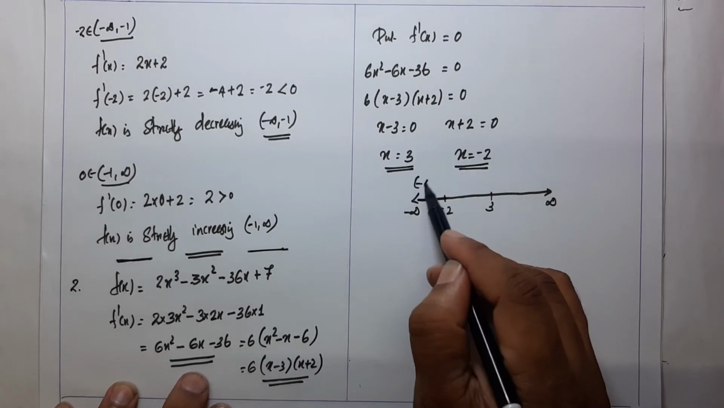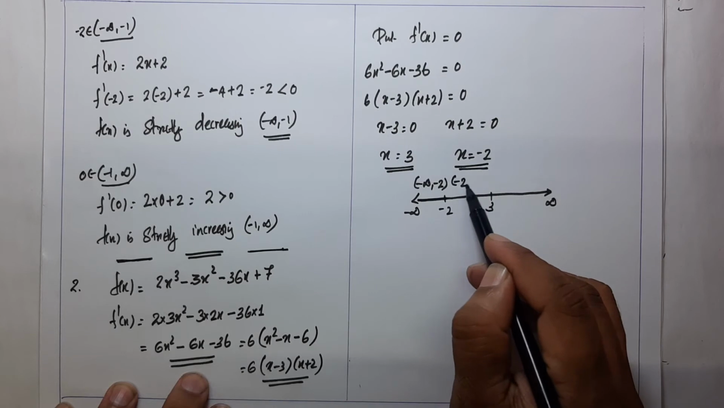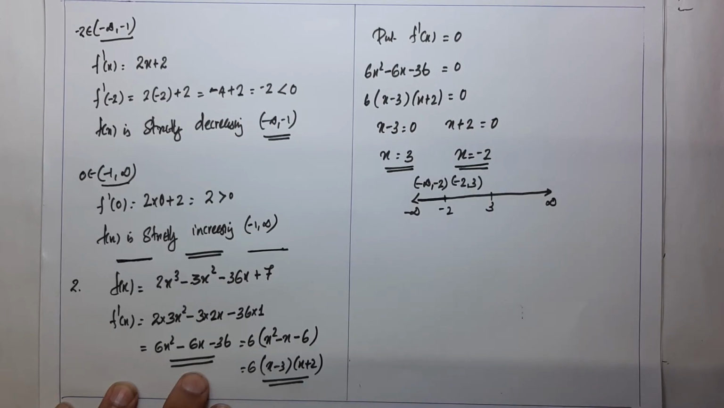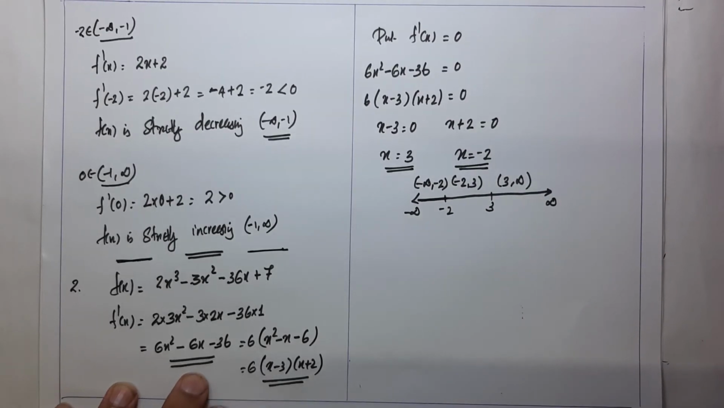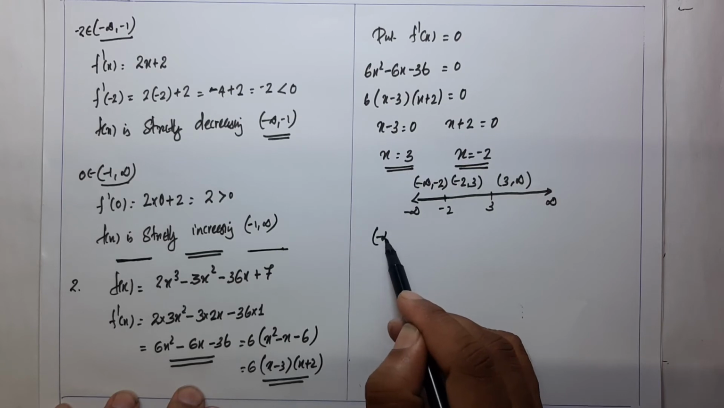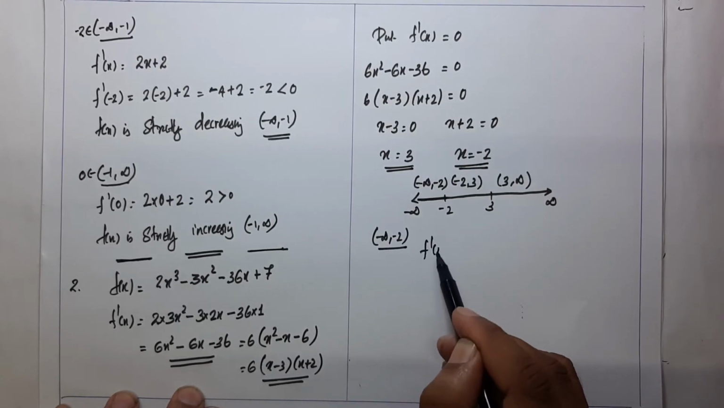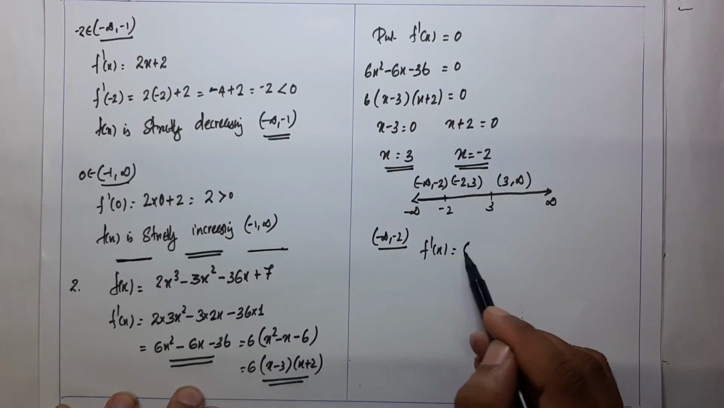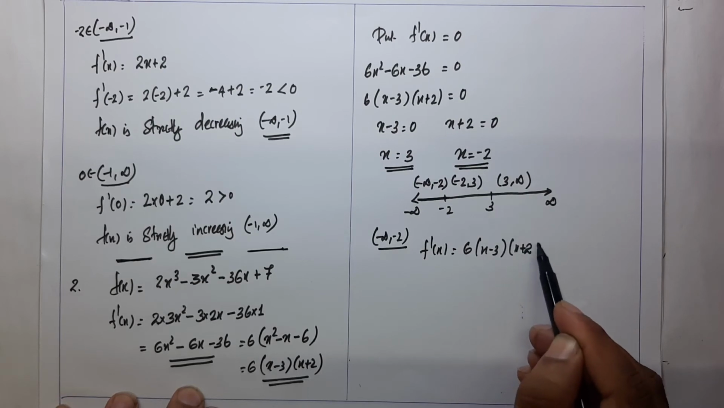Our first interval is minus infinity to -2. Second interval is -2 to 3. And third interval is 3 to infinity. Okay. Now we check each interval. Our first interval is minus infinity to -2. Then we select f dash x. What is f dash x here? 6 into x minus 3 into x plus 2.